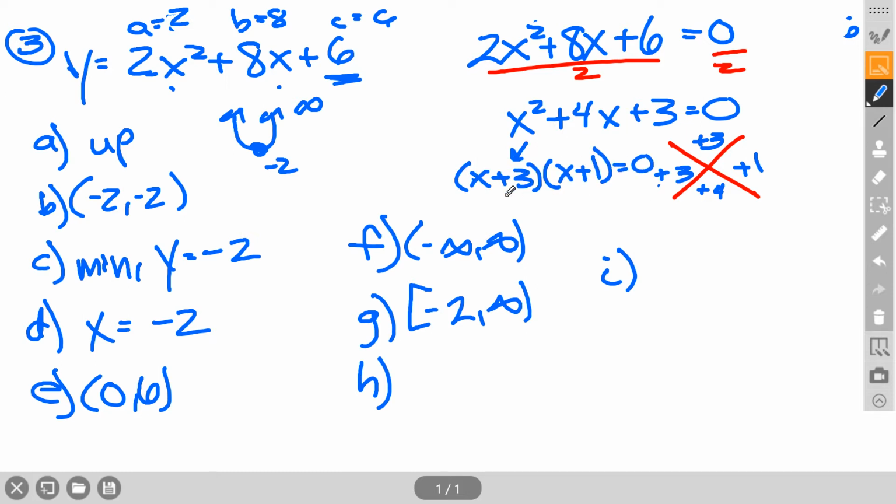So that tells me that my solutions are negative 3 and negative 1. So my zeros are negative 3, negative 1. These are also my x-intercepts. These are my roots, these are my solutions, these are my x-intercepts. I could have also done this problem by completing the square, or I could have used the quadratic formula. But factoring was easier, so I just did that.